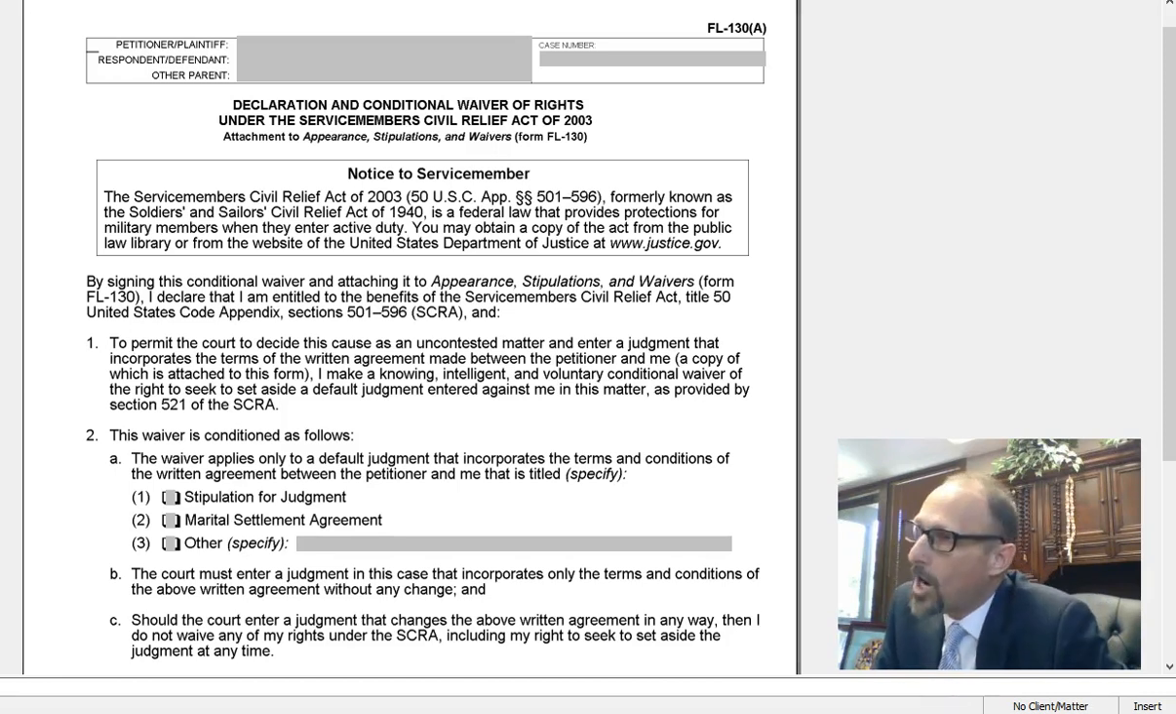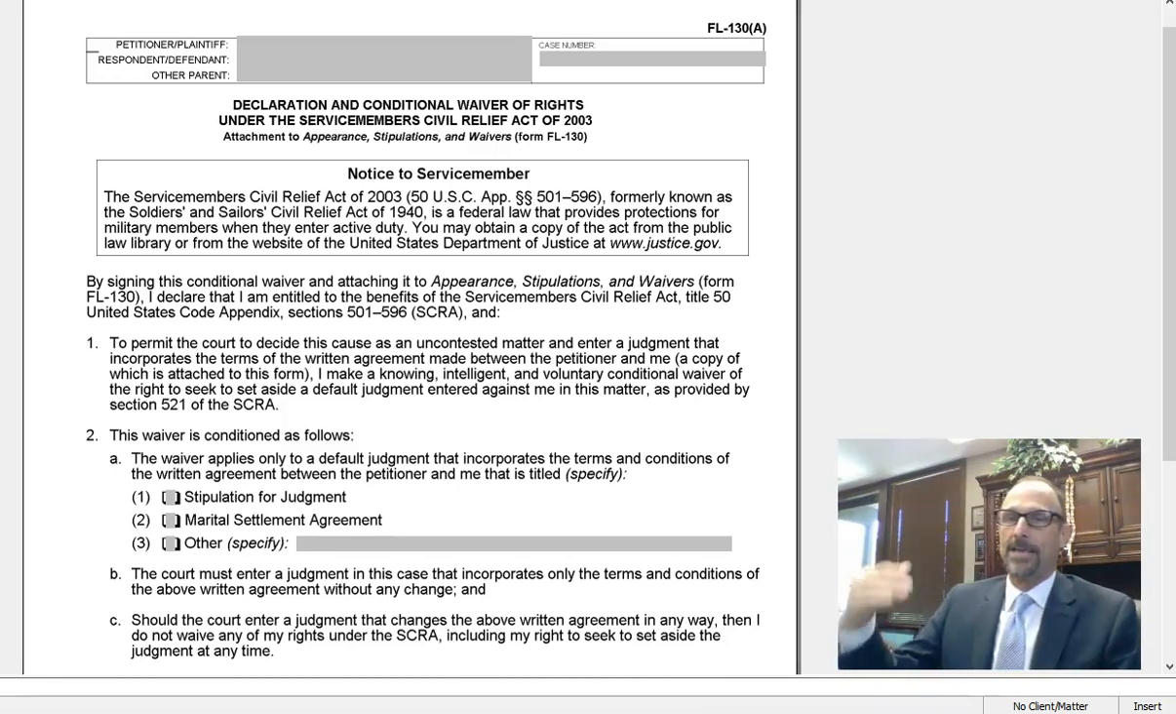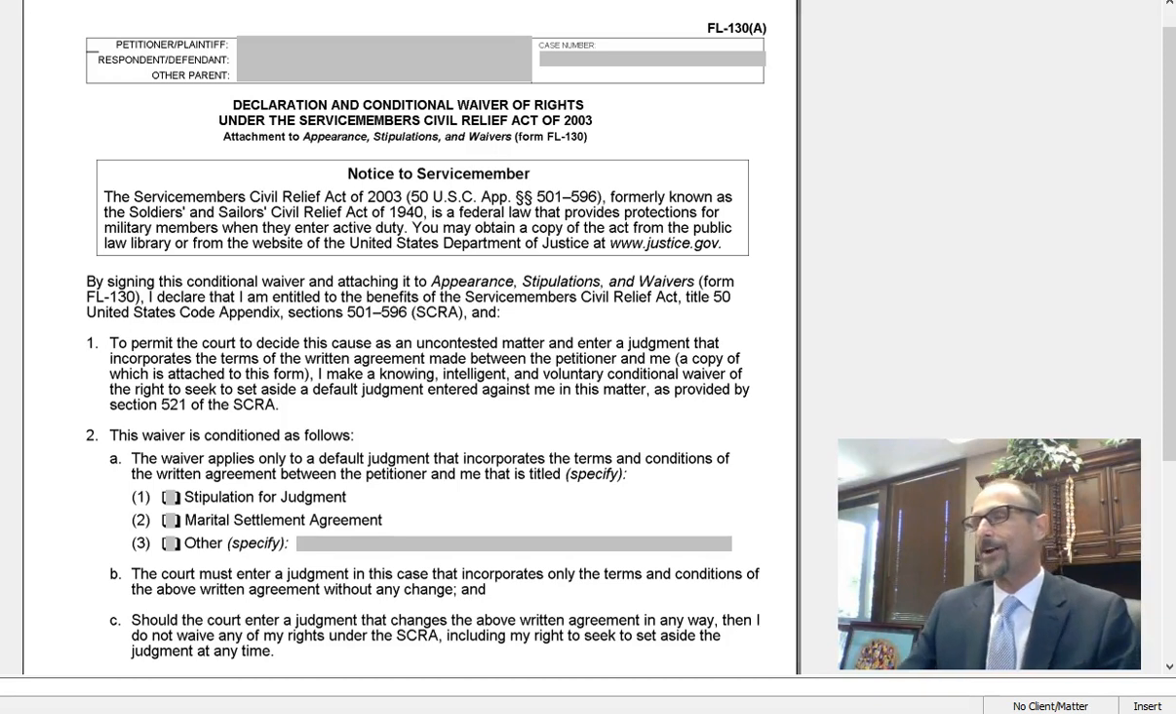As such, if you are an active member of the military and you're trying to finalize your case by way of an agreement, a stipulated judgment, a marital settlement agreement, a final judgment, then you need to attach this form. And what it does is it's saying that you're waiving conditionally rights that you have so long as the judgment that you are signing gets entered.